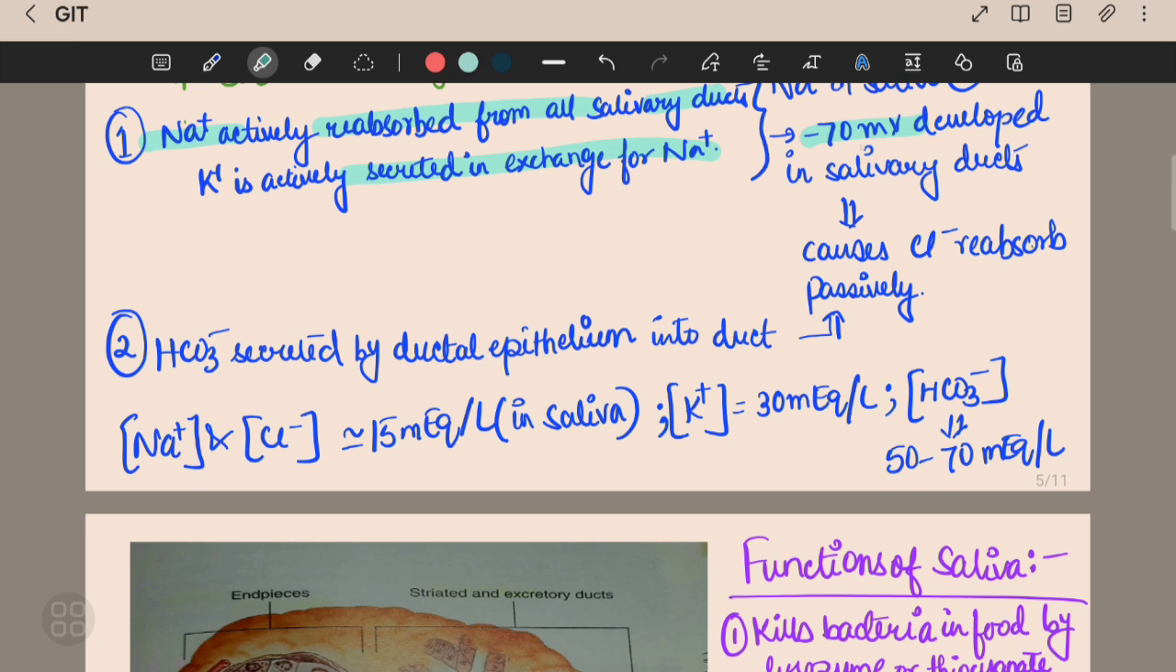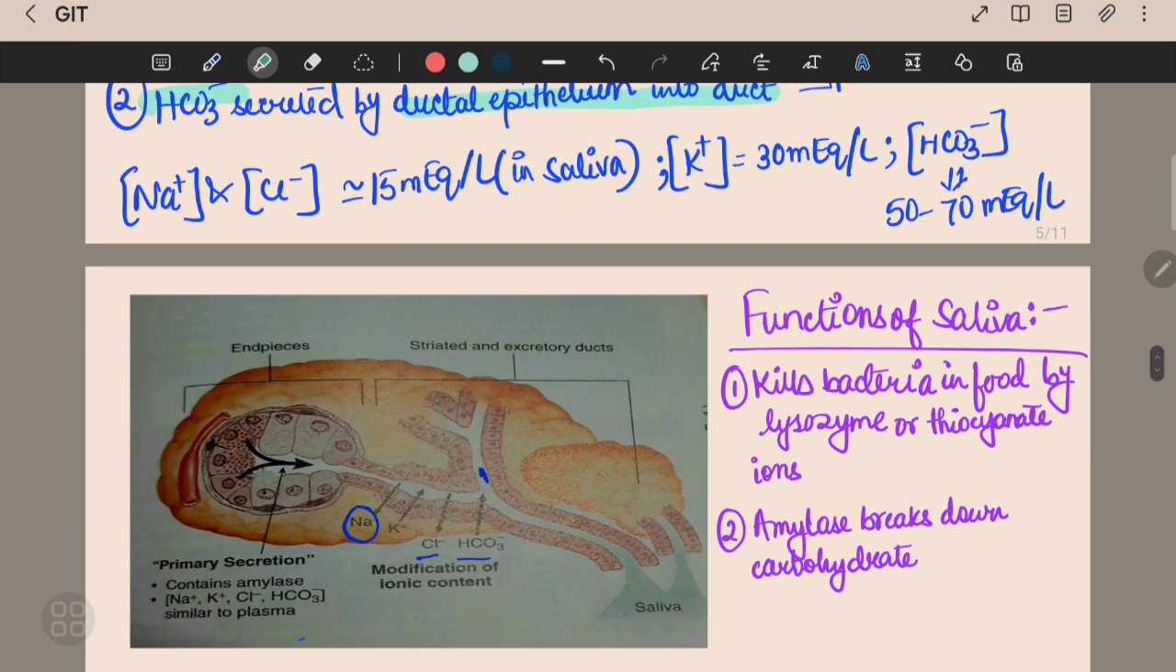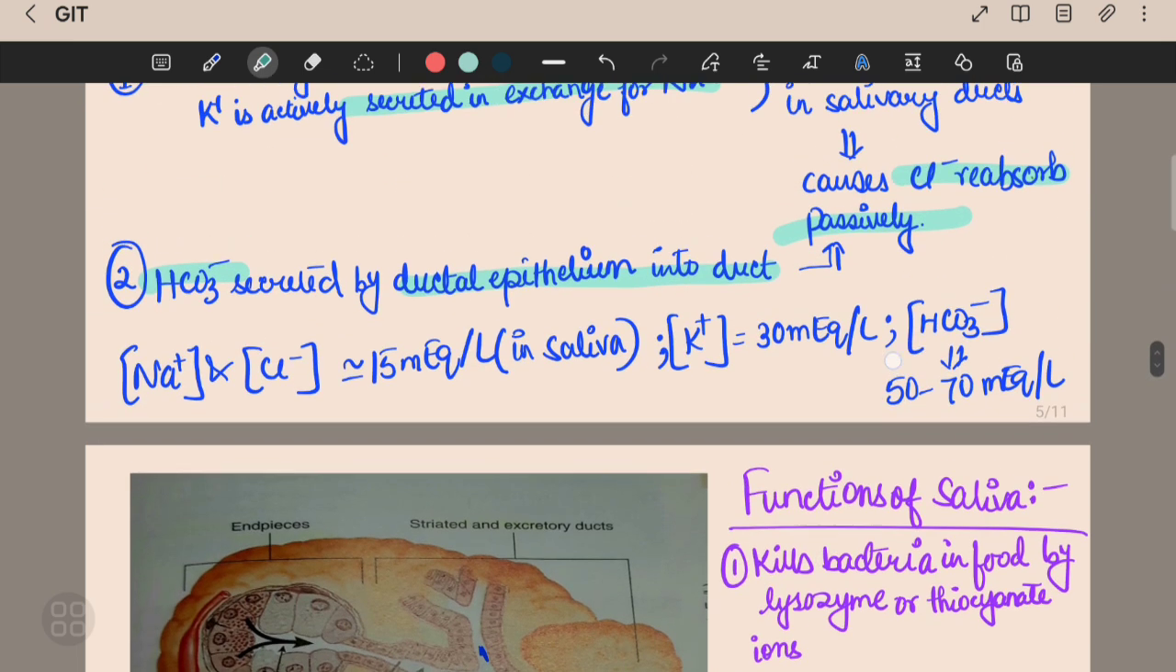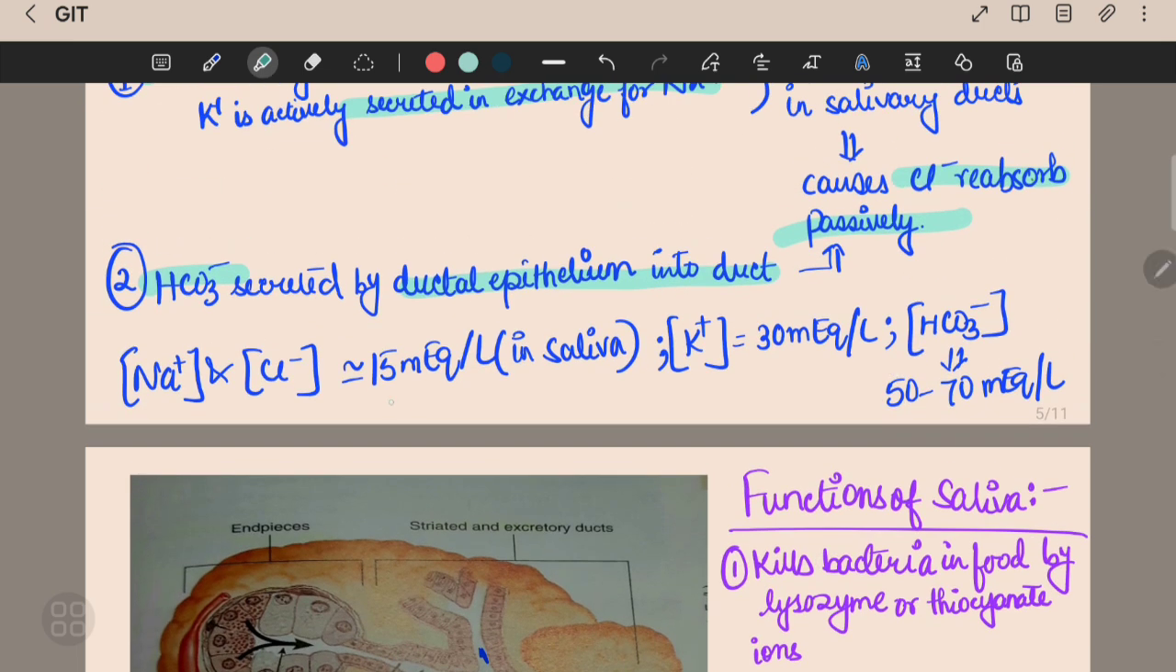And to decrease this negativity, what will happen? The chloride which was present will be reabsorbed passively, and in exchange there will be secretion of bicarbonate. So bicarbonate will be secreted by the ductal epithelium into the duct, and this will further cause chloride to get reabsorbed passively. So this is a very important mechanism. If you have seen this diagram, it is clearly understandable that sodium is getting inside the cells and potassium is secreted into the saliva. So remember, the concentration of sodium and chloride is approximately 15 milliequivalents per liter in saliva, whereas potassium is approximately 30 milliequivalents, whereas bicarbonate is highest, at 50 to 70 milliequivalents per liter.